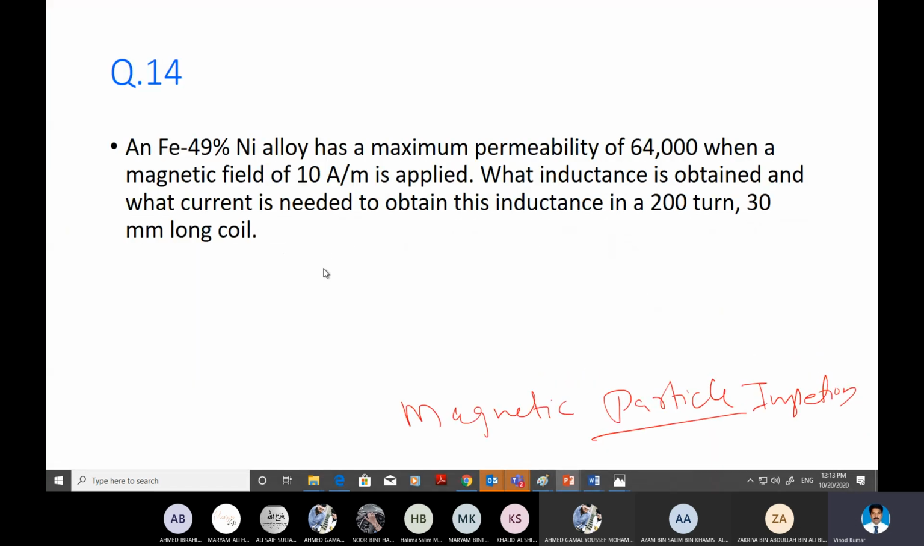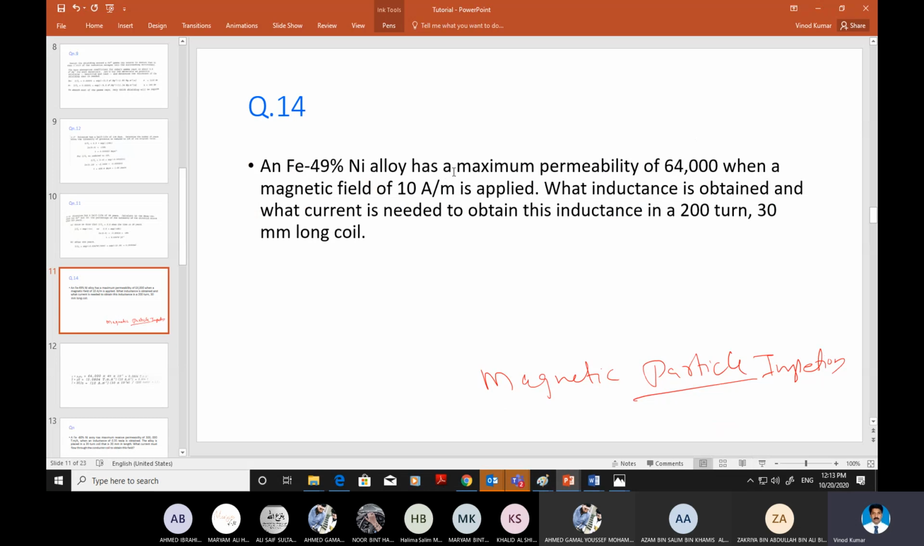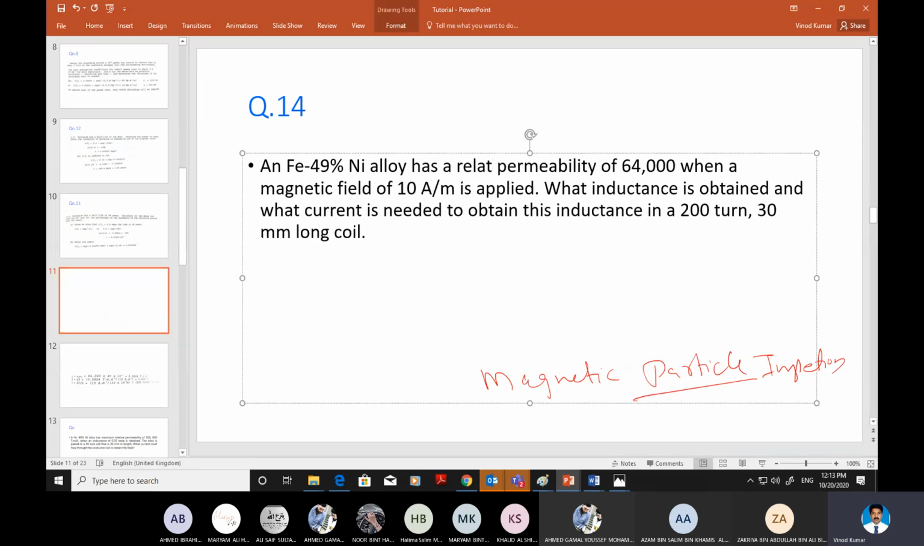Okay, again I'm going to repeat the question. We have an iron nickel alloy. It's a general question from magnetic particle inspection. Here in the question it is given as permeability. To make it more clear, I will write relative permeability. Okay, now the question is clear.